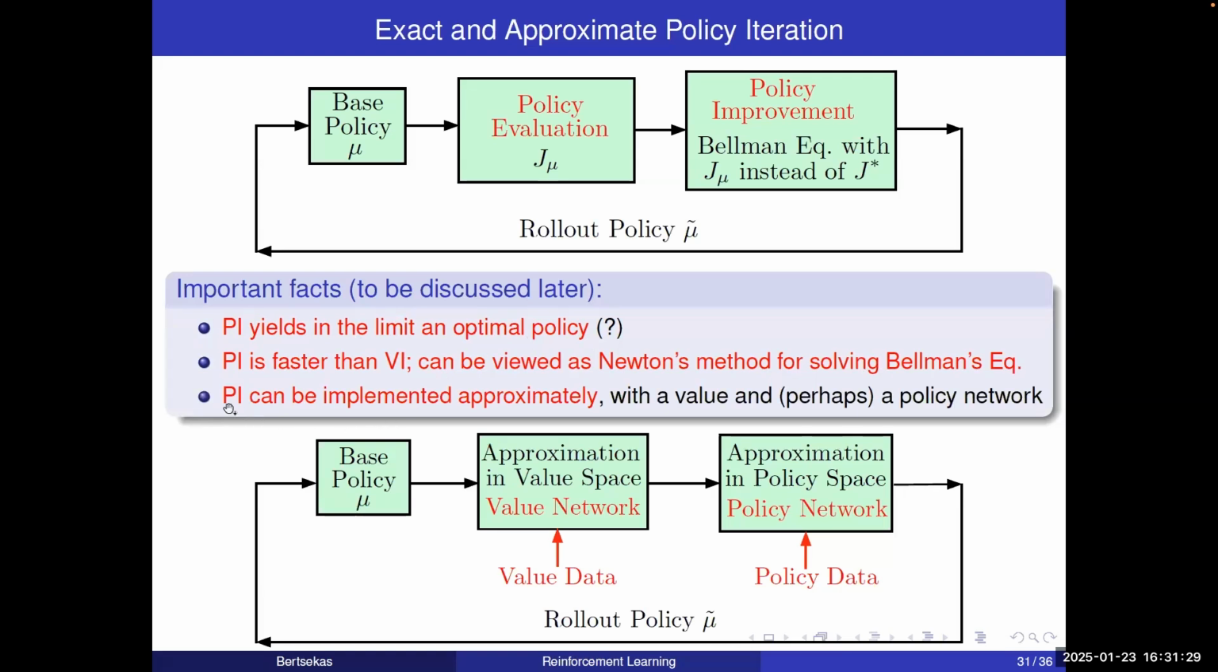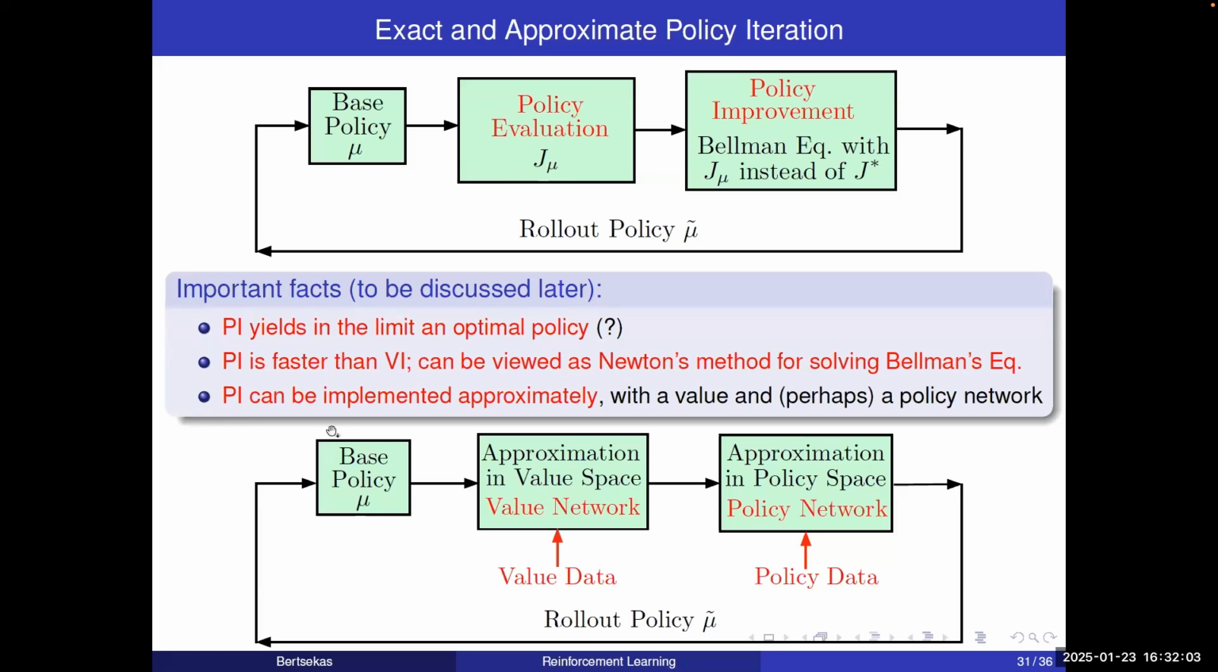Another thing is that policy iteration can be implemented approximately. So I just mentioned that in the exact form, suppose that there are a million states. So this J mu would be a million-dimension vector. And similarly, the policy dimension is also a million. What if the number of states is just too large or infinitely many? It's not possible to list every single one's value anymore.